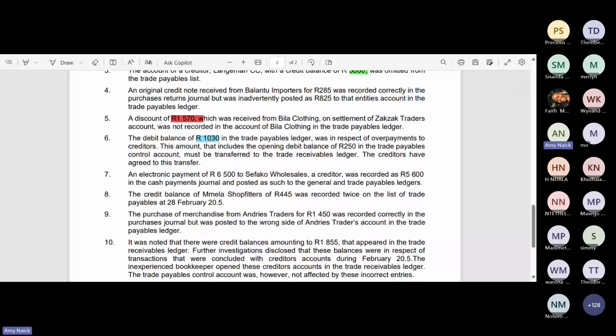This amount includes the opening debit balance of 250 rands in the trade payables control account, which must be transferred to the trade receivables ledger, right? So all you're going to do is... They're saying this is then the overpayment, this 1030. They're specifically identifying that that is what it is. So you're going to basically add it. You are increasing your creditor because you've overpaid.